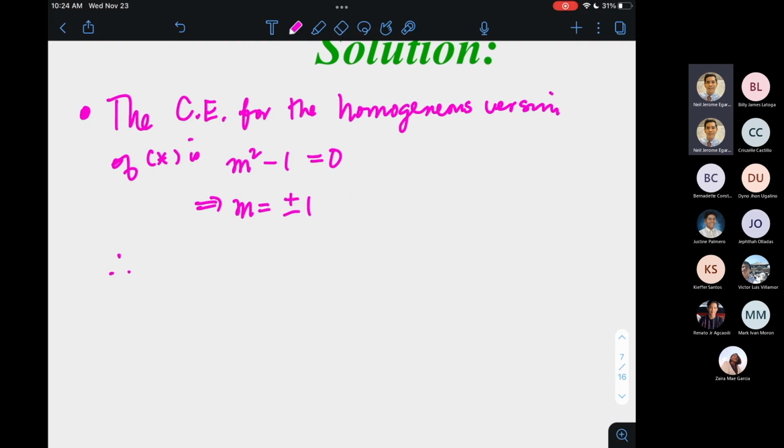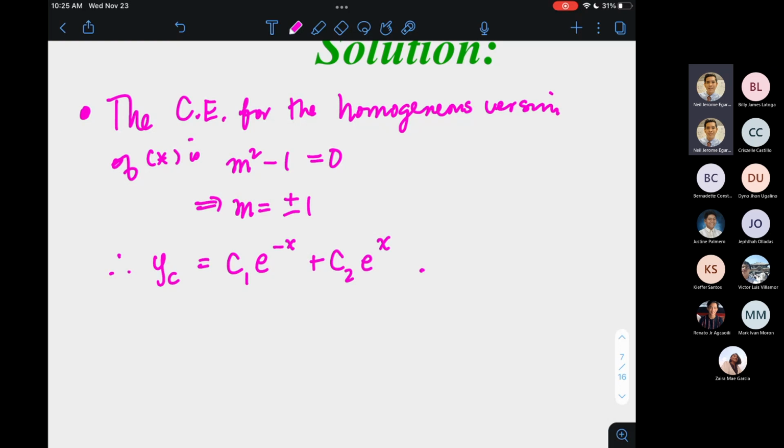So therefore, y sub c, or the solution to the homogeneous version of equation star, is a linear combination of e to the x and e to the minus x, right? So it's going to be c1 e to the minus x plus c2 e to the x, and we'll set this aside for later. Okay? So yan yung homogeneous solution.